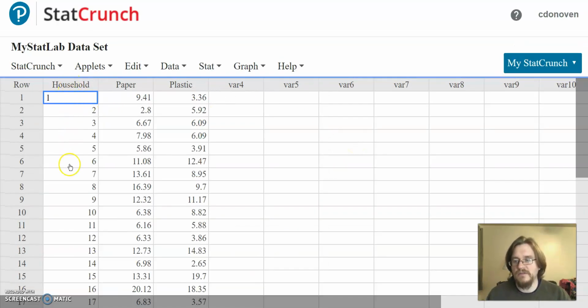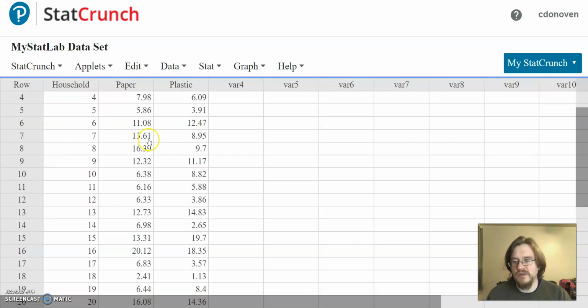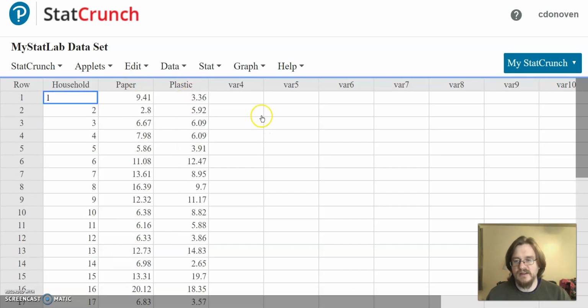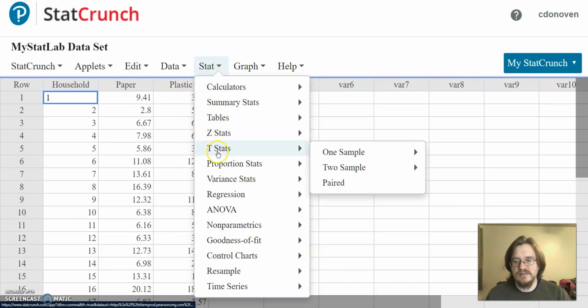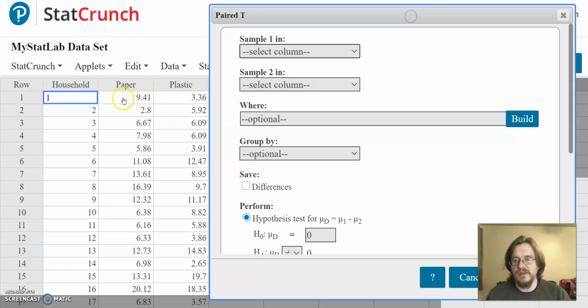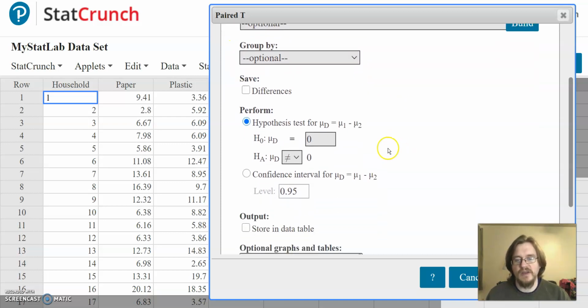So we have all of the households, numbered 1 through, I think it's 30, and all of the paper that they discarded and all the plastic that they discarded. So if we come to Statistics, down to T Stats, we'll do the paired data. Here we want to be a little bit careful. We're looking at the difference between paper and plastic. How much paper did they throw away? How much plastic did they throw away?